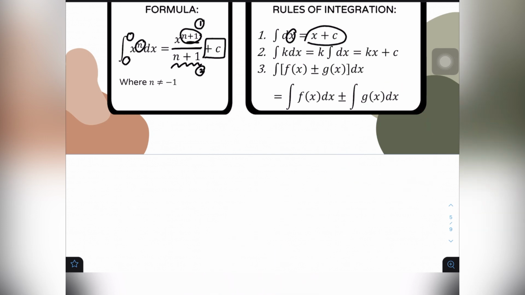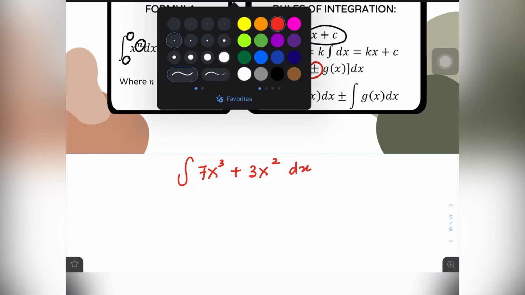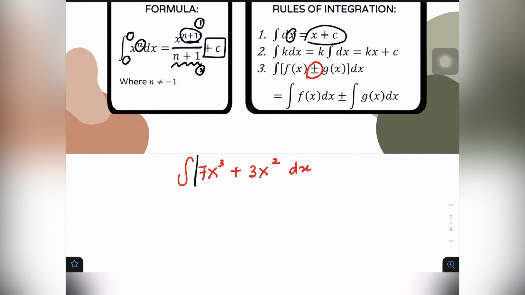Now, rule number 3: if we have two different functions separated by addition or subtraction, for example, integrate 7x to the power of 3 plus 3x to the power of 2 dx. You see here, you have two functions. The first function is 7x to the power of 3, and the second function is 3x to the power of 2. Between them, you have plus.